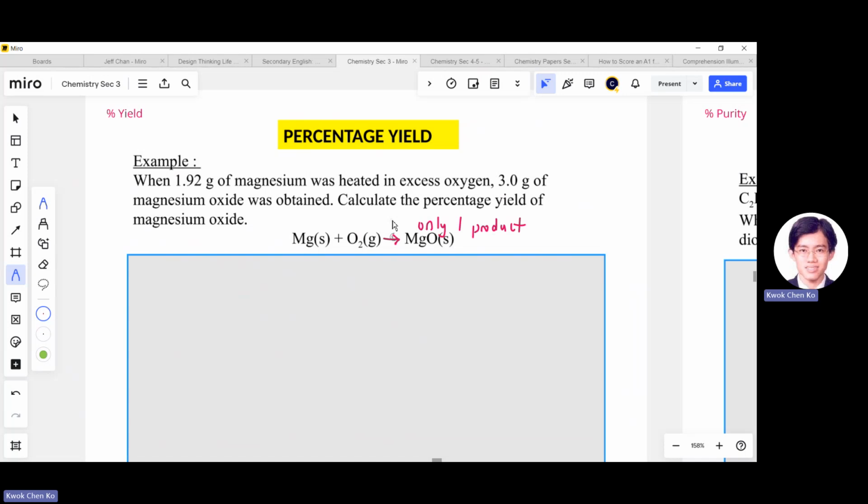And just to add more context, 3 grams of magnesium oxide was obtained. So it goes without saying, make sure you interpret correctly. This 3 grams is your actual amount of product. It's already given straight to you, the actual amount. Your job is to figure out the theoretical amount and then make use of the percentage yield formula.